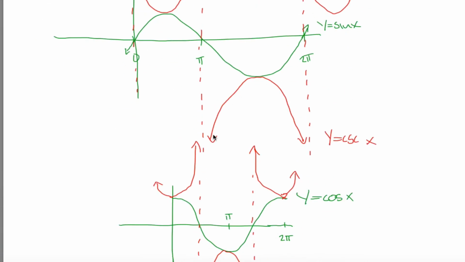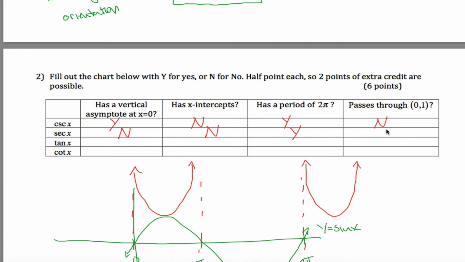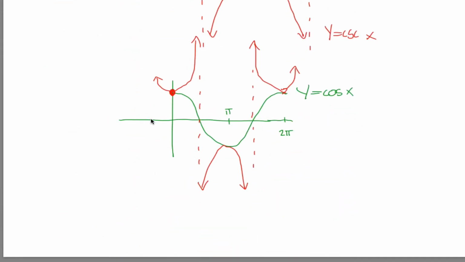Passes through 0, 1. I think this will. Right, here is 0, 1 right there. I know that's 0, 1 because the height of cosine when my x value is 0, when my input is 0, is 1. And 1 divided by 1 is just 1. We get a y there.